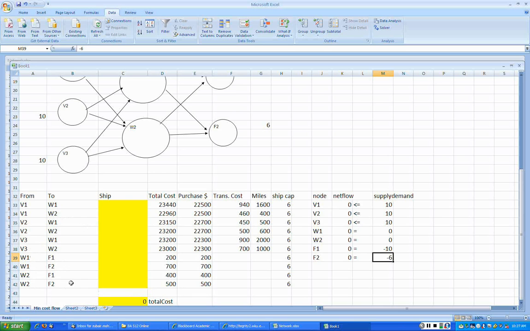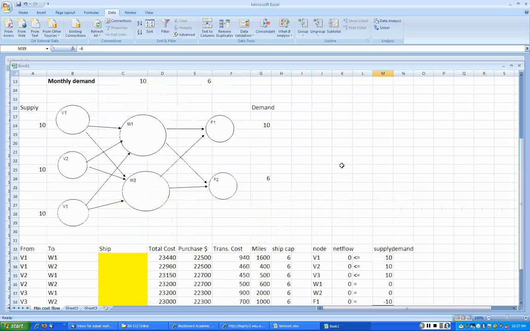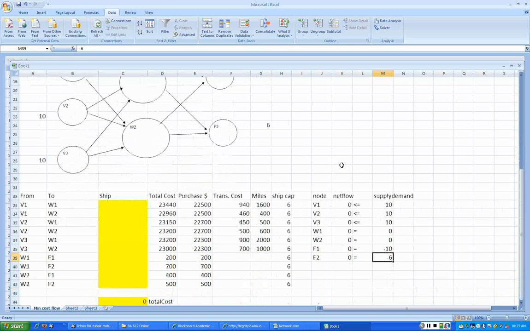So the net flow then is going to be, that's how we basically take the net flow. Okay, now what I would like to do is define the range names.